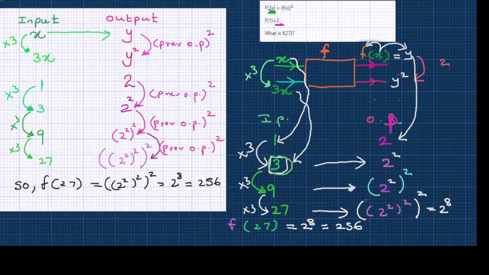Alright, so I hope you understood the logic. I kept it very simple. I didn't use any fancy mathematical symbols or anything. I just kept it very simple for you to understand the logic behind this question.